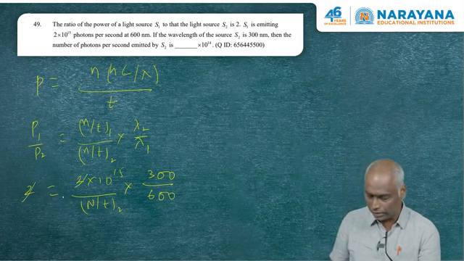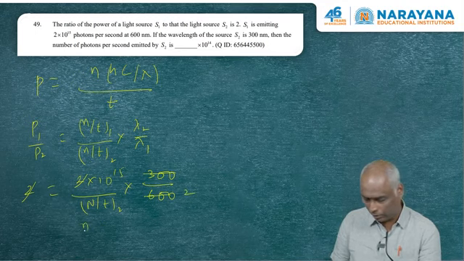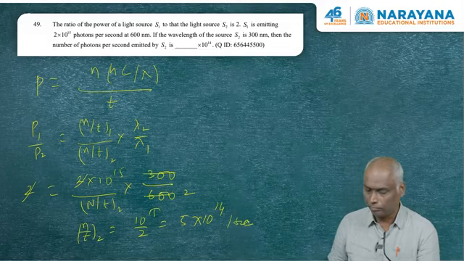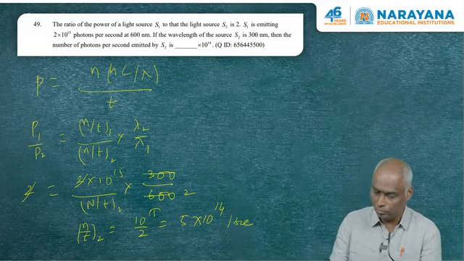2 and 2 will get cancelled. So now from this equation we get the number of photons emitted per unit time in the second case equal to 10 to the power of 15 divided by 2, which is nothing but 5 into 10 to the power of 14 per second. So the answer is going to be 5.